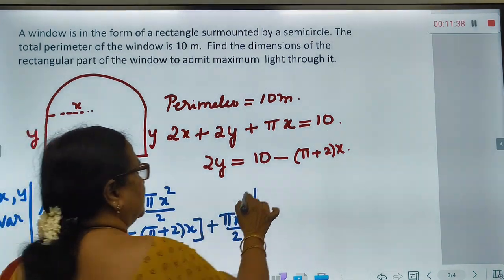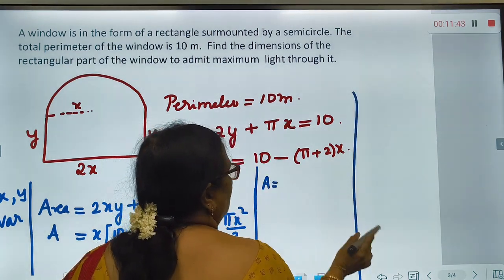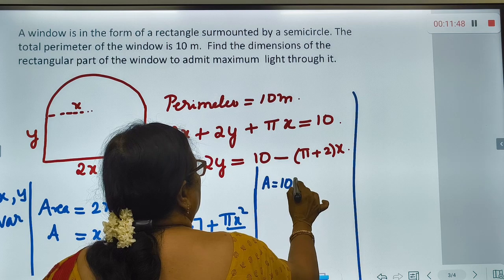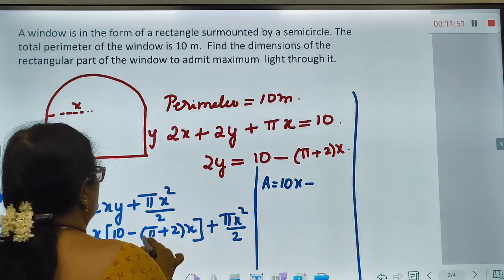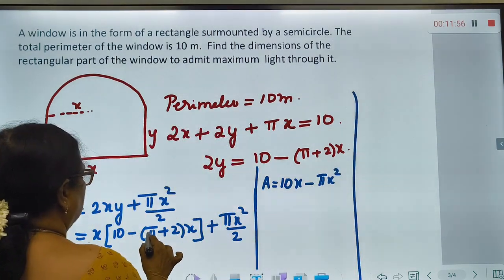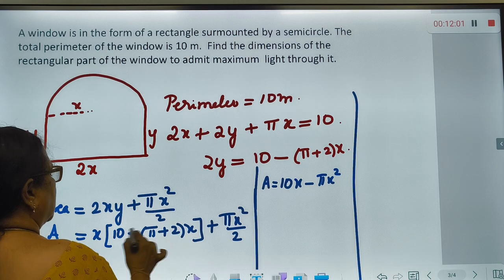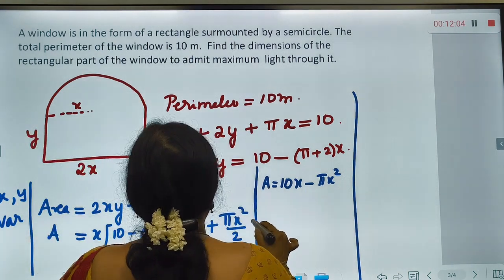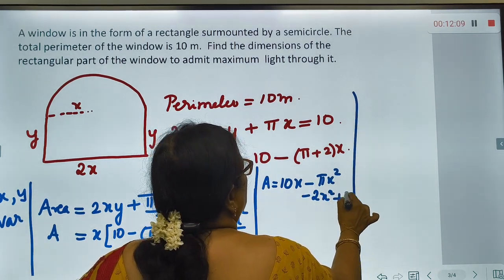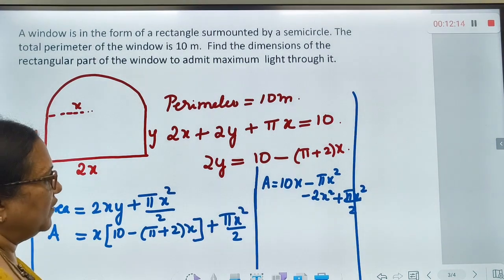So the area function is equal to 10x minus pi into x square, minus 2x square, plus pi x square by 2. So it's now a function of x.